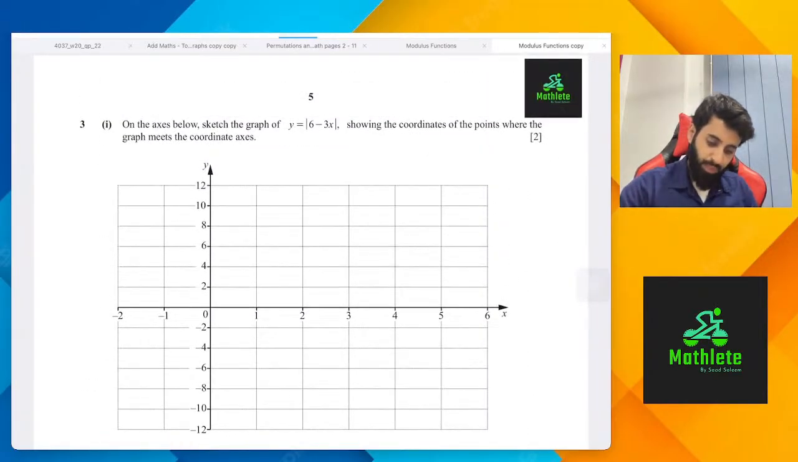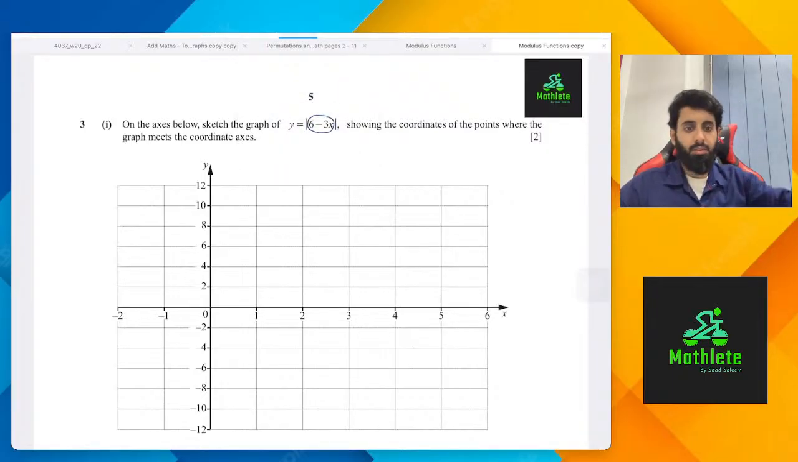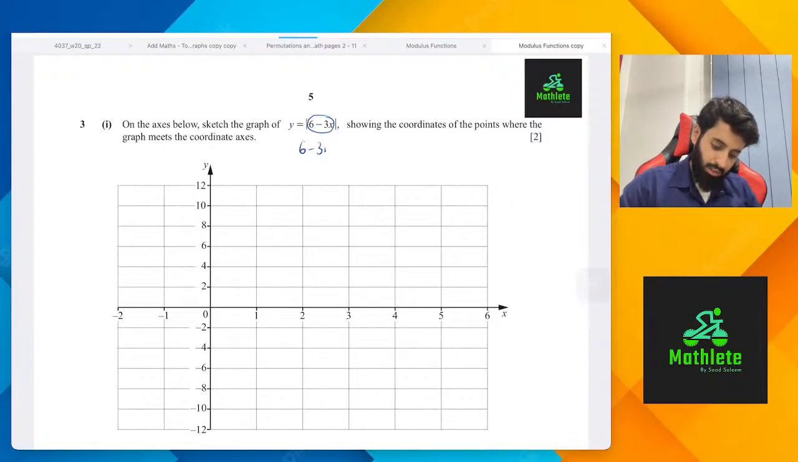Now, what is the first thing that we're going to do, and tell me how we're going to do it? Question for you guys. Find vertex. How are we going to do that? 6 minus 3x equals 0, which means that x equals 2. Now we have a vertex that x equals 2.